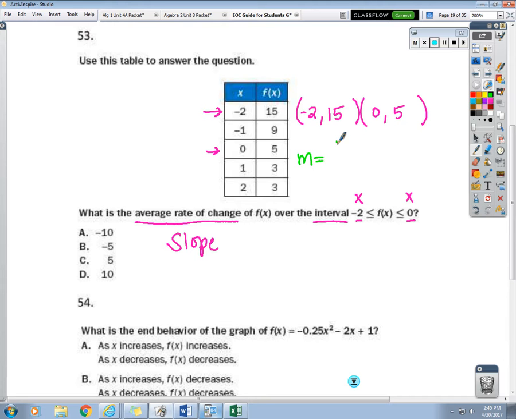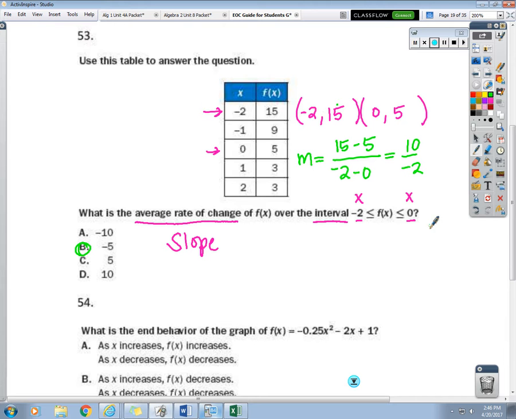Okay, so tell me the numbers. That's fine, but if you do 15 minus 5, you have to do what? No. Think about it. That's opposite. If you do 15 minus 5, don't you have to do -2 minus 0? You have to go in the same order. You know what I mean? So that would be 10 over -2, which is -5. You could have done 5 minus 15, but in that case you would have had to do 0 minus -2, or 0 plus 2.